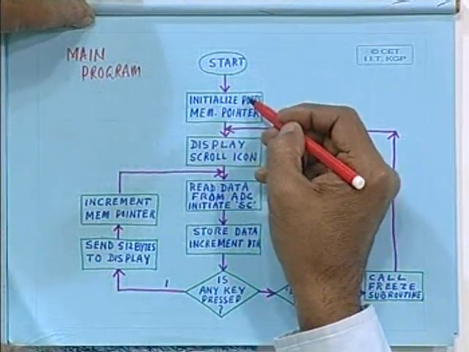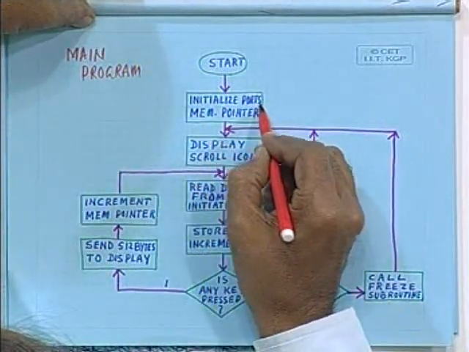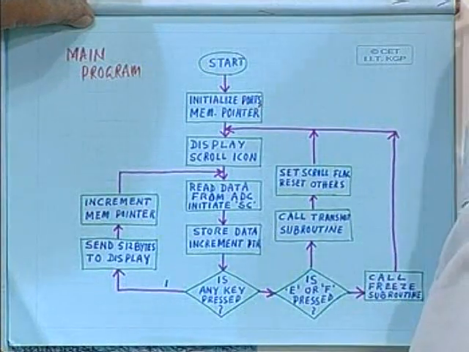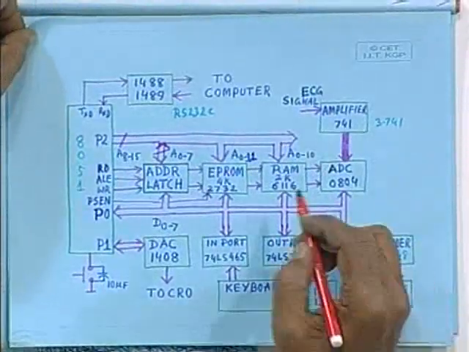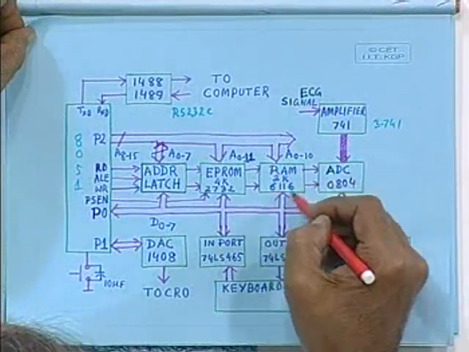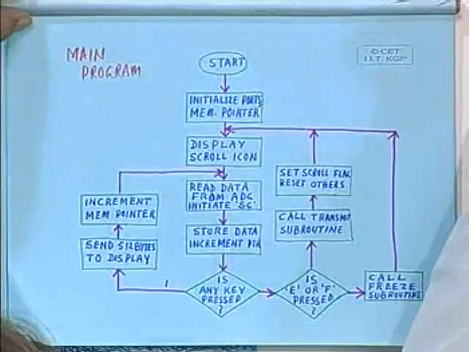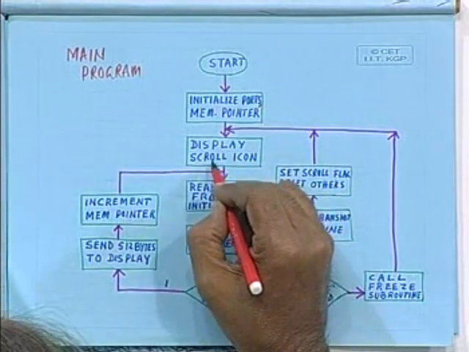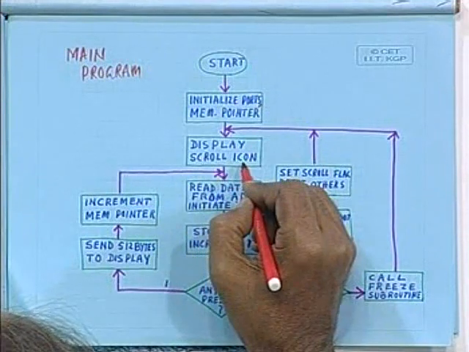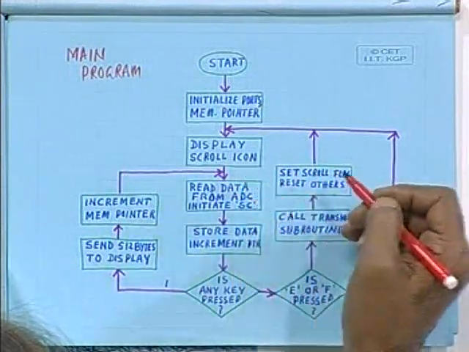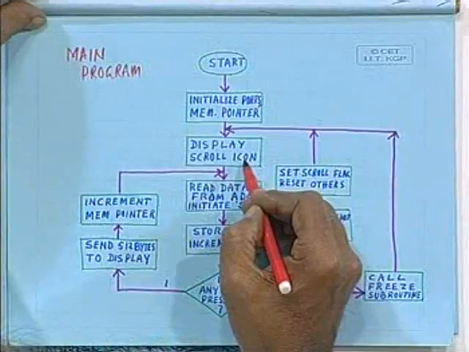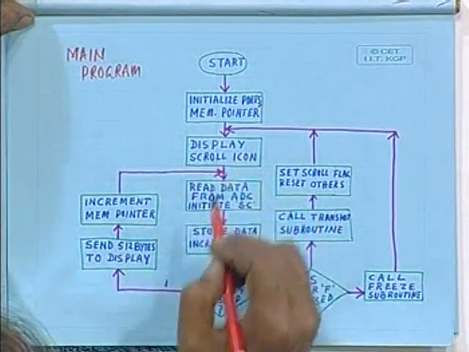The first thing after start is to initialize ports and memory pointers. Memory pointer initialization is required because whenever you are displaying, acquiring data and reading it, you have to start from a particular memory location. That is the memory pointer. And then display the scroll icon. Separate icons are used for different modes. For scroll mode there is an icon, and for other modes there are separate icons. From this the user will know that the system is now in scroll mode, and for that purpose the scroll icon is displayed on the LED displays.